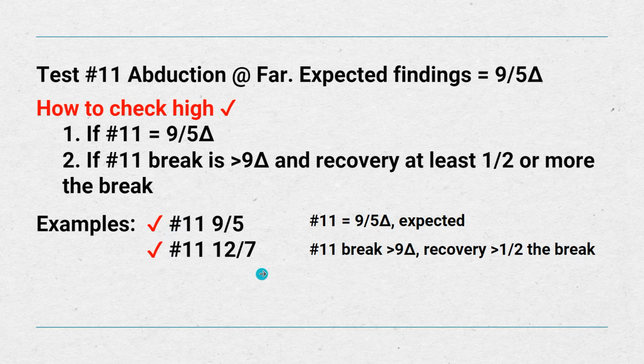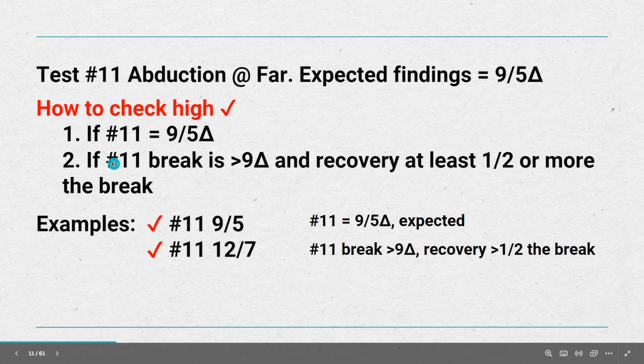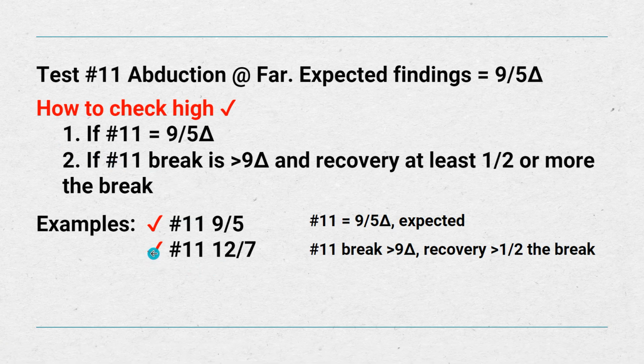For the second example, which is 12 over 7, the break is higher than 9, and the recovery is also higher than one half the break. Our recovery is 7. One half the break, one half of 12, is 6. So 7 is greater than 6. So this rule applies, so you check it high.